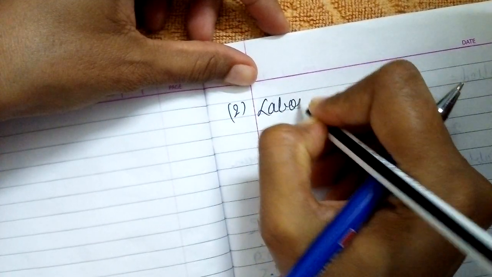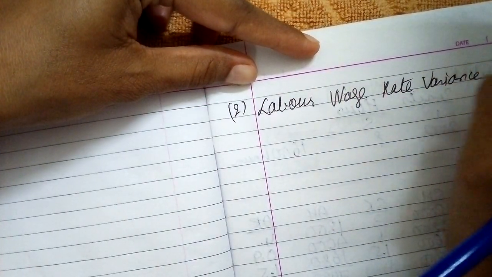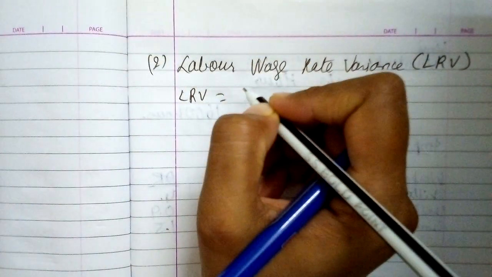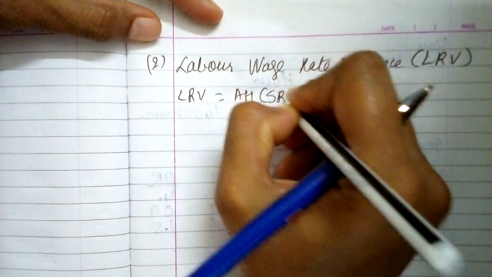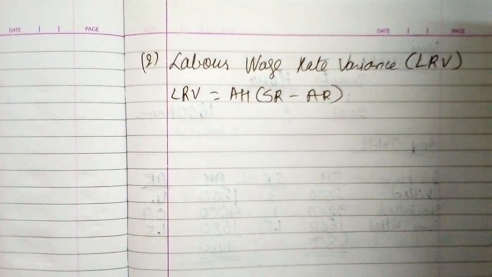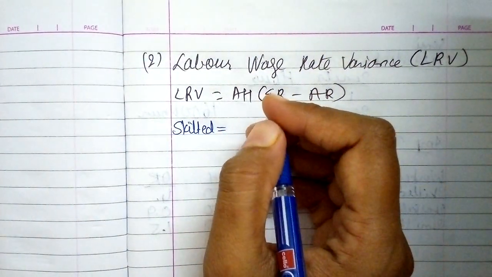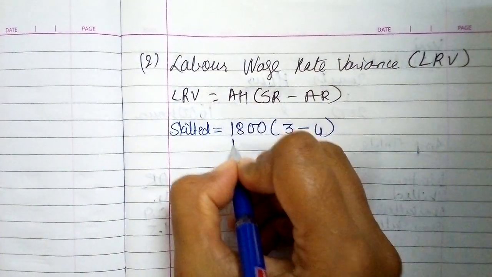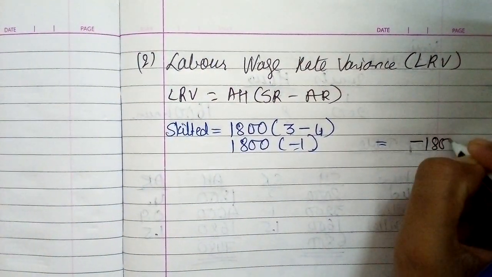Alright, moving further, second, labor wage rate variance, that is LRV. R stands for rate variance, right? So let us take the formula. Labor wage rate variance formula: actual hours into bracket standard rate minus actual rate. Now keeping that important table in mind, we need to place all these things in the formula. For the skilled worker, the actual hours worked are 1800, standard rate 3 and actual rate 4. So 1800 into negative 1. So the answer is negative 1800, right?